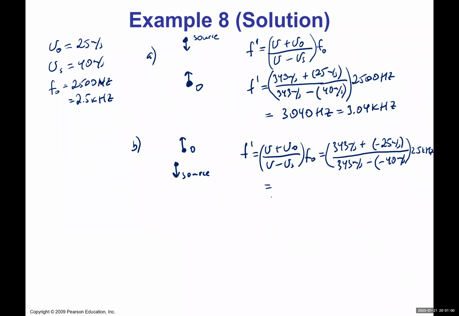Plug in, calculate. We get 2.08 kilohertz. So that's the answer for part A. This is the answer for part B. Okay.